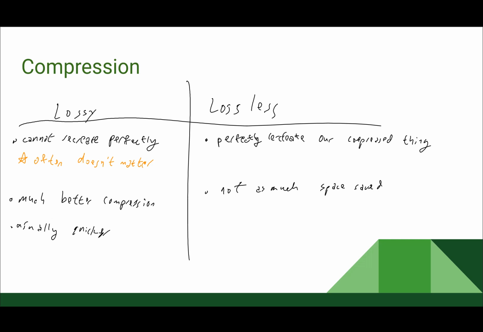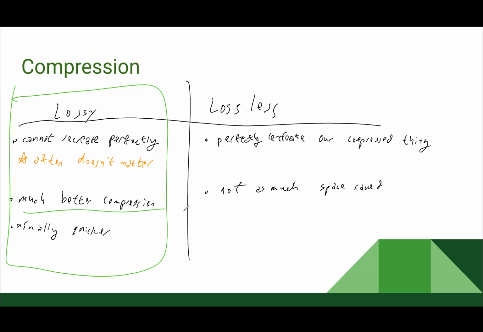In general, we're going to be using lossy compression because A, we don't usually care about the stuff that we're losing, and B, we get way better compression. We can store way more things in the same amount of overall space if we're using a lossy compression algorithm instead of a lossless algorithm. It lets us make better use of the space that we have. So lossy compression is usually the way that we want to go here.